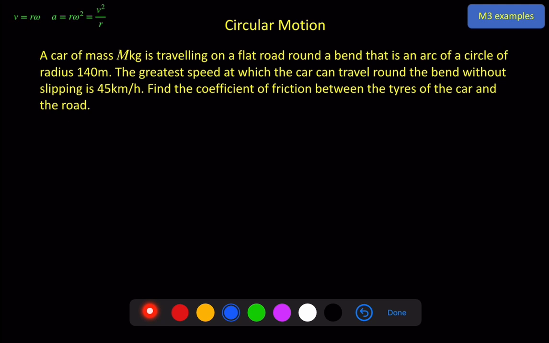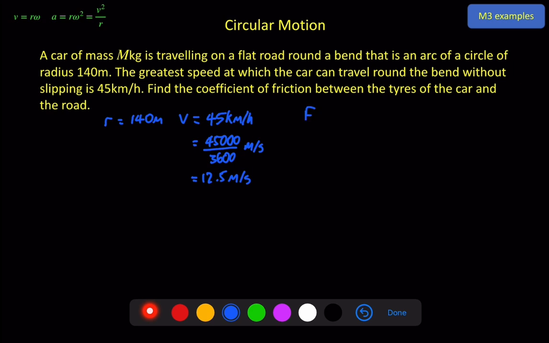Final example. Car of mass m is travelling on a flat road round a bend that is an arc of a circle with a radius 140 meters. The greatest speed at which the car can travel around the bend without slipping is 45 kilometers an hour. But let's immediately change that into meters per second. And that gives me 12.5. Find the coefficient of friction between the tires of the car and the road.